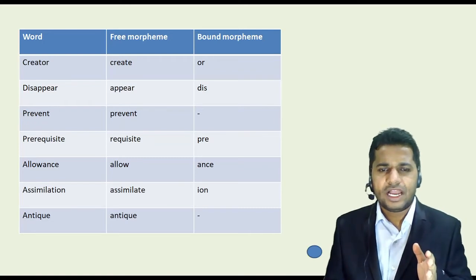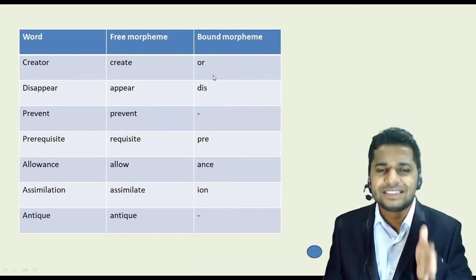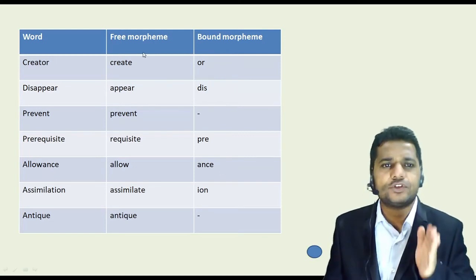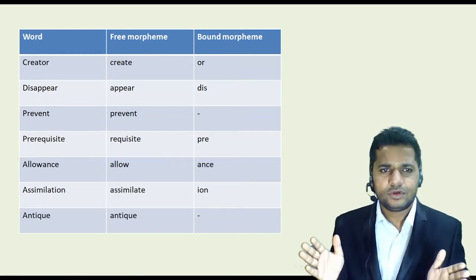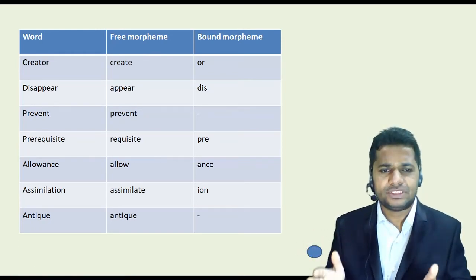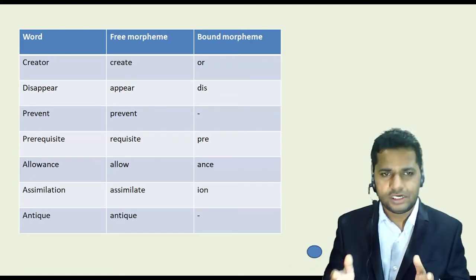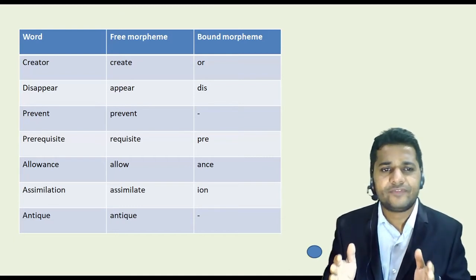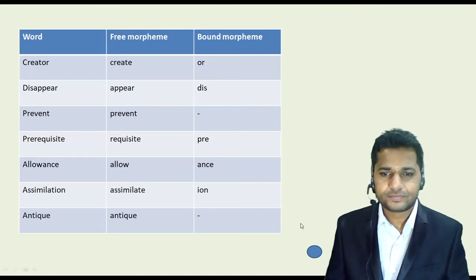Now I think things are clear to you. Bound morphemes cannot stand independently, they are dependent units. But free morphemes are independent: create, appear, prevent, requisite, allow, assimilate, antique, because these are meaningful words. They are content words, lexical words, they have their own meaning, so they are called free morphemes.